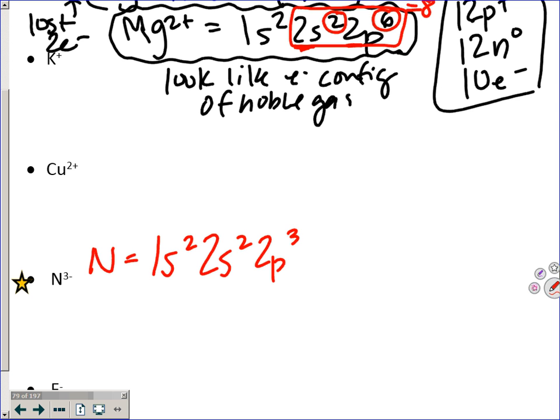Okay, pause. So back with me. 2b3. So we got 1s2, 2s2, 2p3. If I were looking at this right now, where would my valence shell be? First or second? Second energy level, right? So here's my second energy level right here. How many valence electrons are in my second energy level? 5. 2 plus 3 is 5 valence electrons.